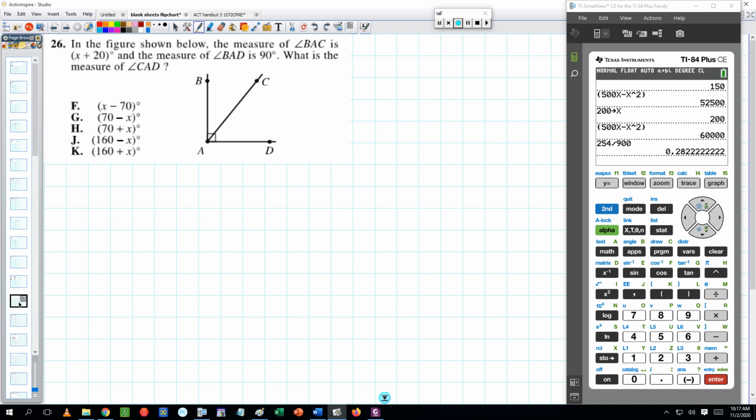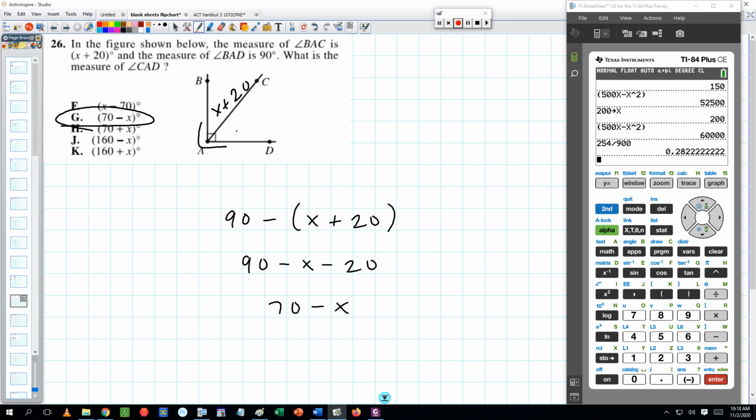In the figure shown below, the measure of BAC is x plus 20. And we have a right angle here. What is the measurement of this one? Well, that angle will be 90 minus the x plus 20. You need to make sure you group that and change the signs because of the negative. And we can simplify the 90 minus the 20 and get 70 minus x. G is our answer.